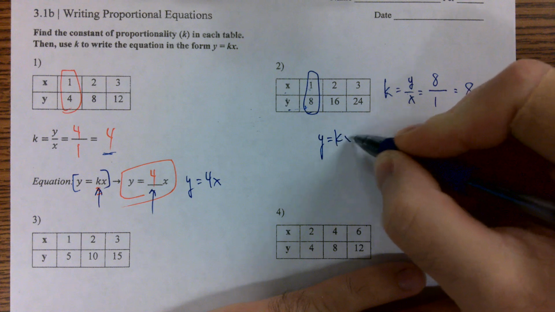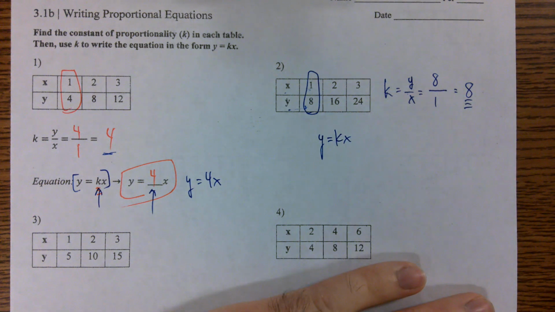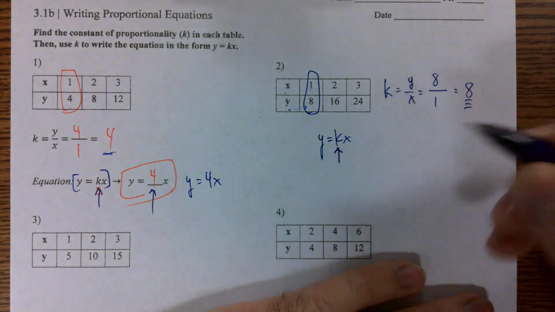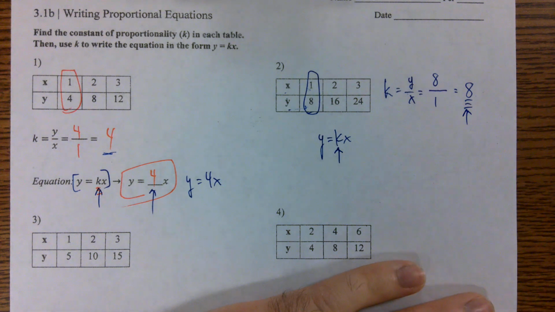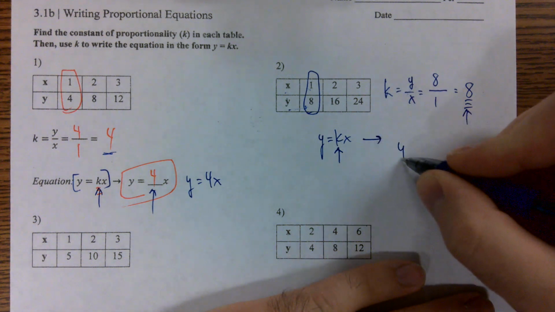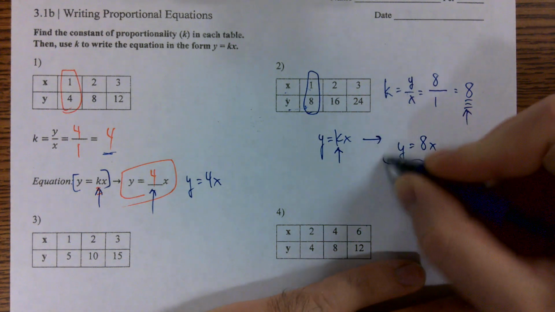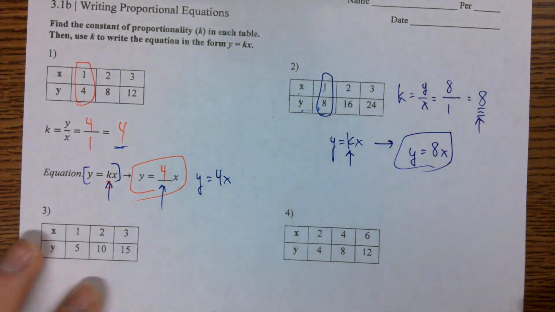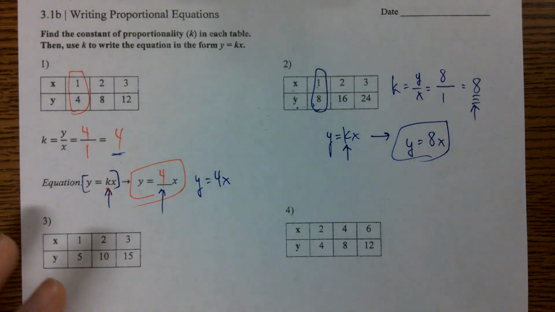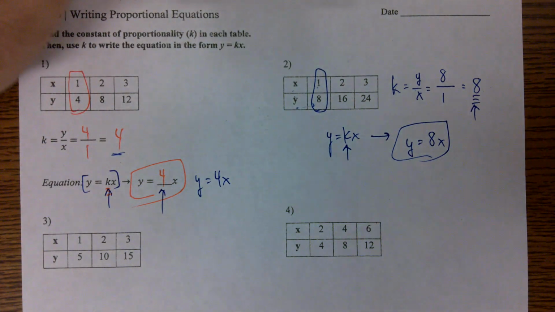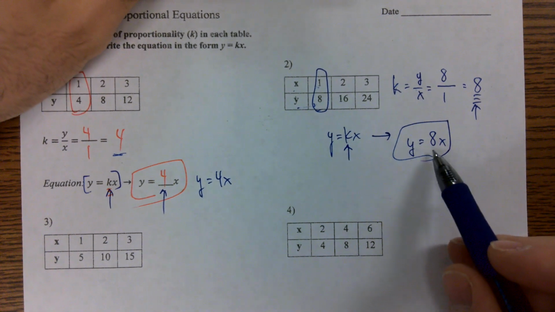So we'll take our formula, y is equal to kx. We'll replace the k with the number 8, and that turns into y equals 8x. And there's our proportional equation. All right, y equals kx.